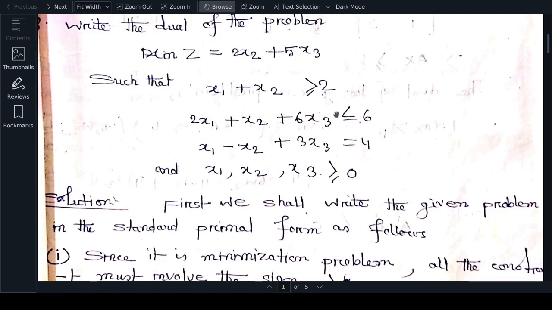So we have to use greater than or equal to and less than or equal to. One is greater than or equal to, and another one is less than or equal to. Everyone clear? It means one constraint will be x1 minus x2 plus 3x3 greater than or equal to 4, and then x1 minus x2 plus 3x3 less than or equal to 4. Yes, good. Clear this one?